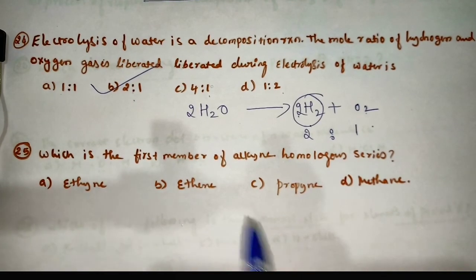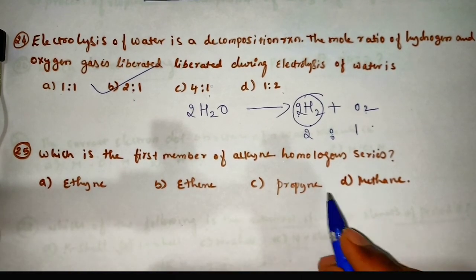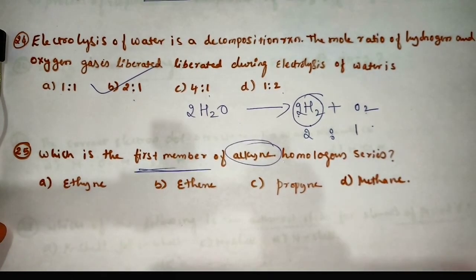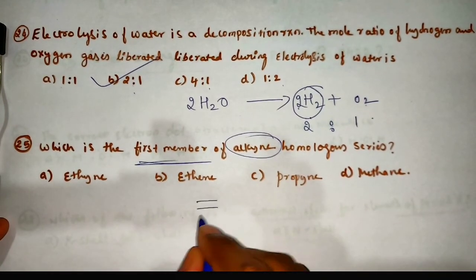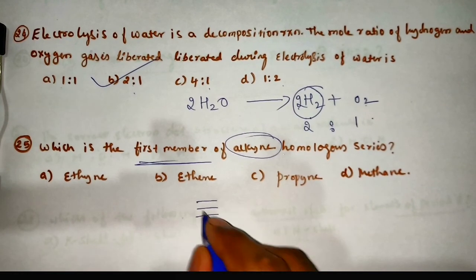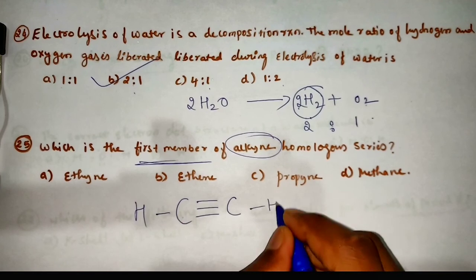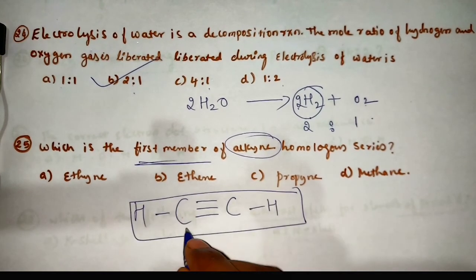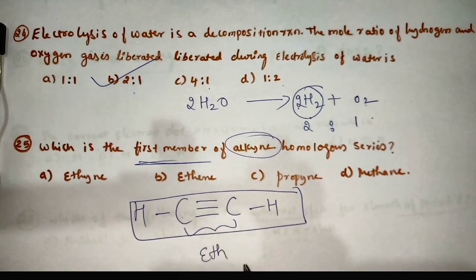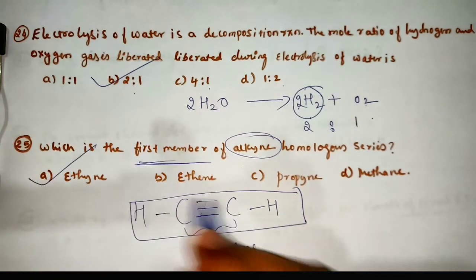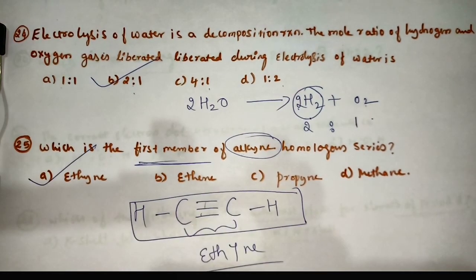Next, which is the first member of the alkyne homologous series? They have given the triple bond, and for the first member, the triple bond should be kept between 2 carbon atoms. So just balance the carbon and name this. 2 carbon atoms are there, so eth. Triple bond is there, so yne. So which is the first member? The first member is ethyne. So option A is the answer.